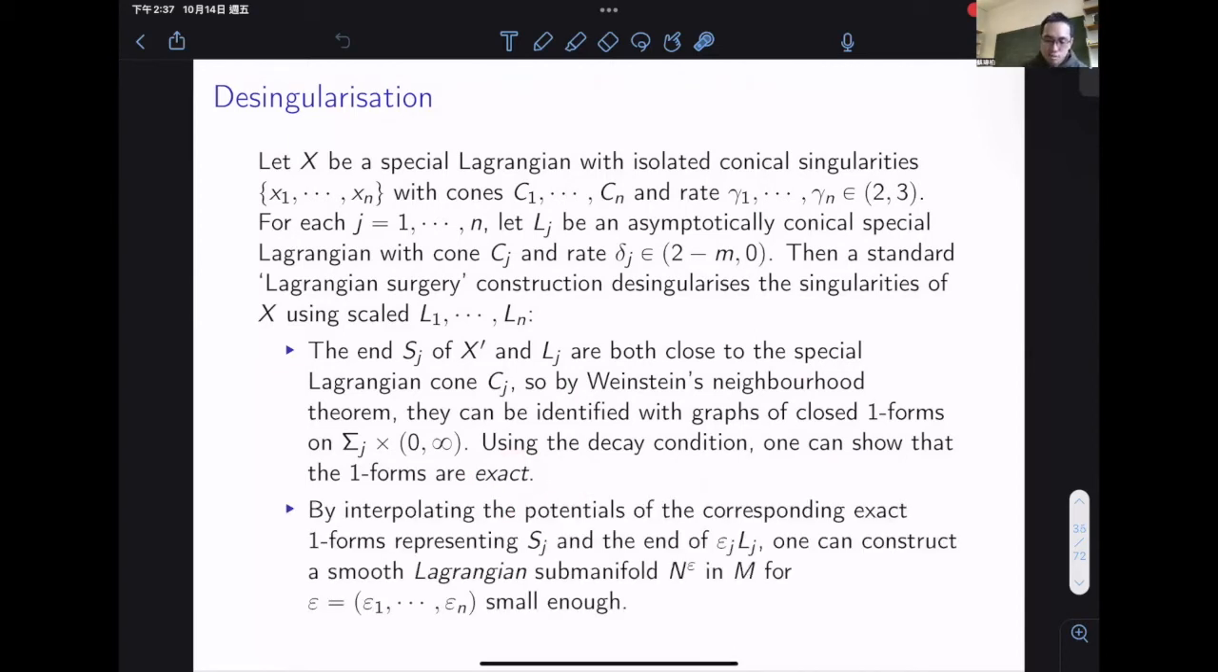Using the decay condition, one can actually show that these one forms are not only closed but exact. So we can then interpolate the potentials of these closed one forms to get a smooth exact one form, which glues this Sj and the scaled asymptotically conical special Lagrangian together. In this way, we construct a smooth Lagrangian submanifold N epsilon in M. So this N epsilon is just Lagrangian, but not special Lagrangian.